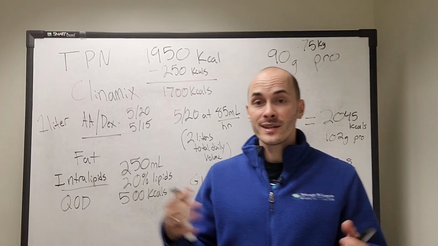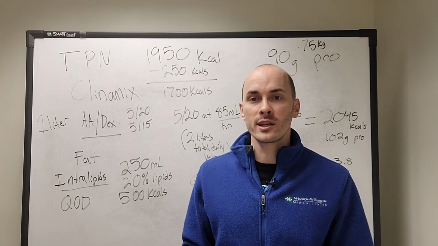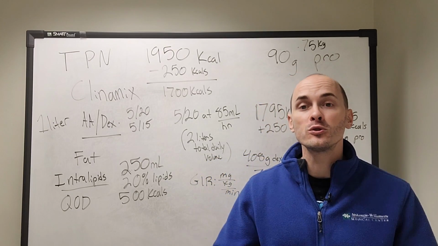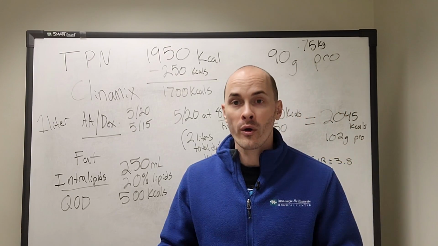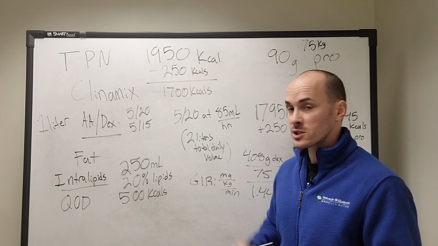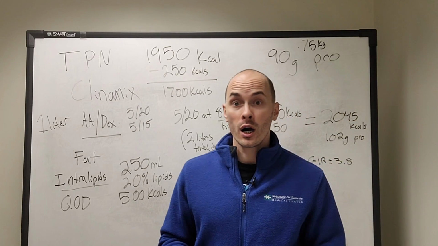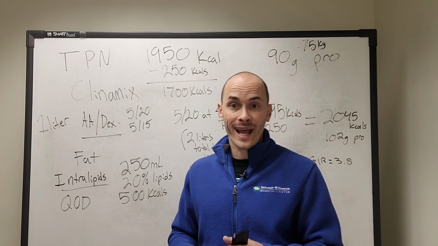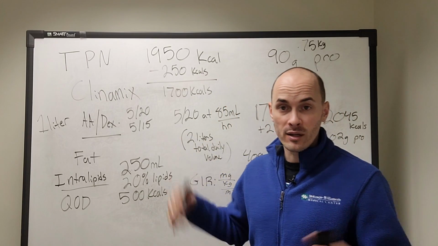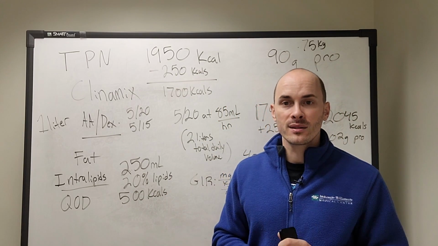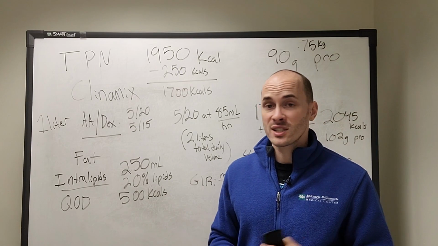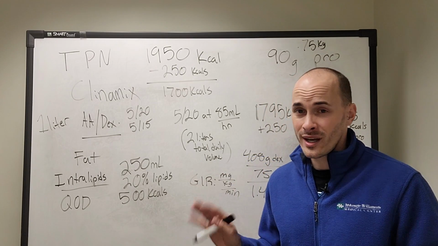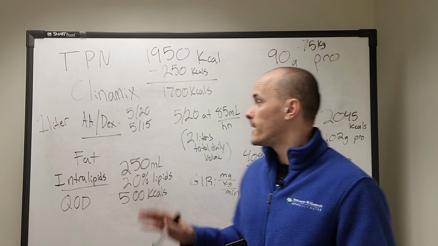Now keep in mind, these Clinimix bags come in 1 liter volumes. Anything that's not used at the end of the day gets thrown out. So if I can get them as close to 2 liters a day or 83, 84 mils an hour, we round up, so 85 an hour, I'm going to pick that over having some of that TPN just get thrown out. Just give your patient an extra 100 calories, who cares?